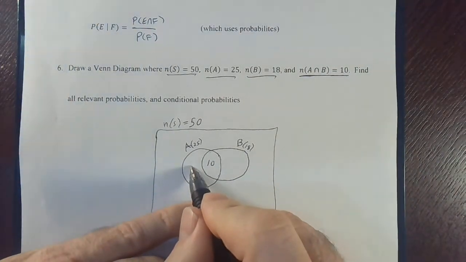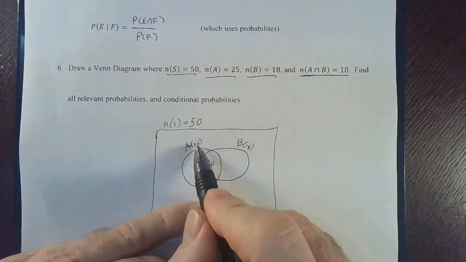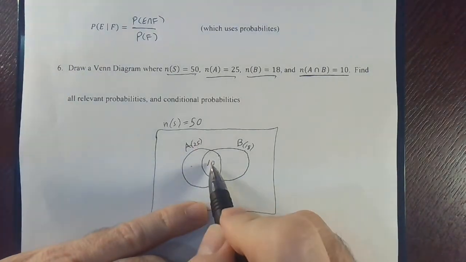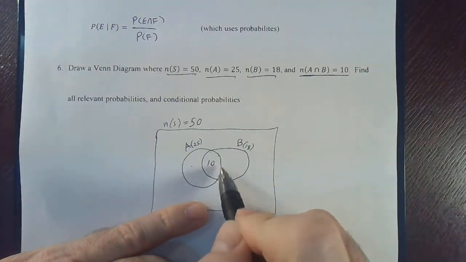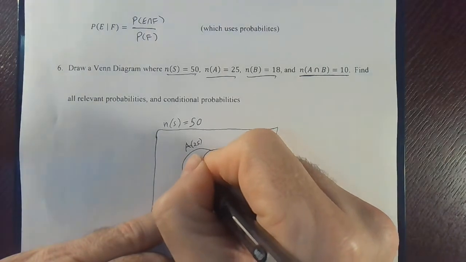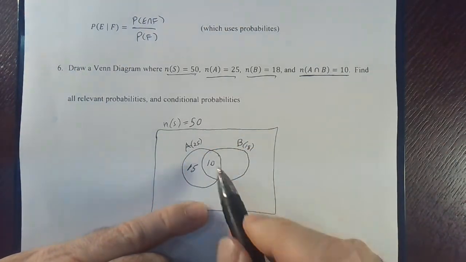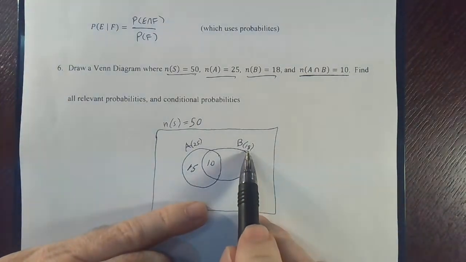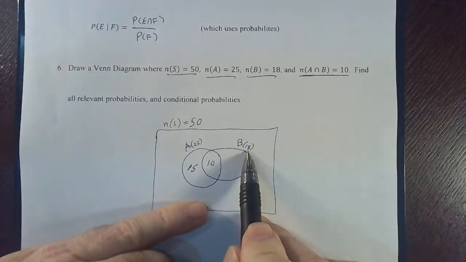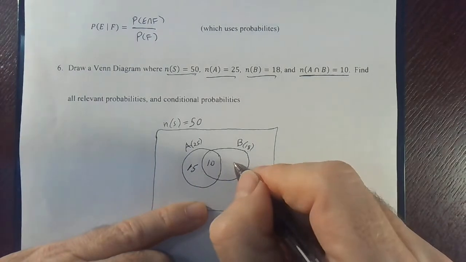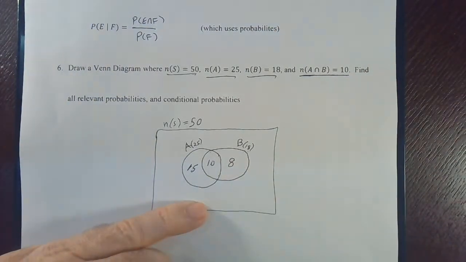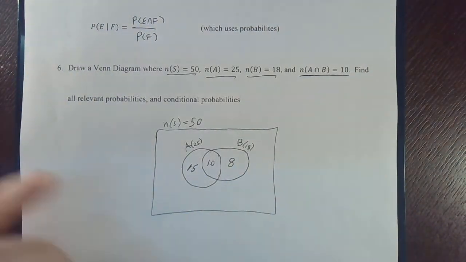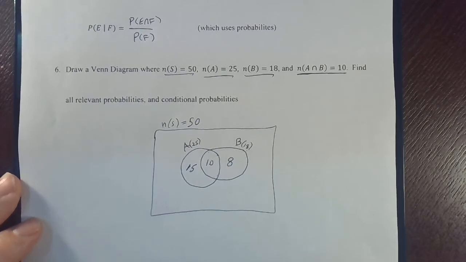What goes here now? The entire circle adds up to 25, but I've got 10 already in this circle, so this is going to be a 15. Now I see that the circle adds up to 25. This circle has to have 18 elements in it, but I've already got 10. So that's going to be 8 there. Are we done labeling them? Not quite.